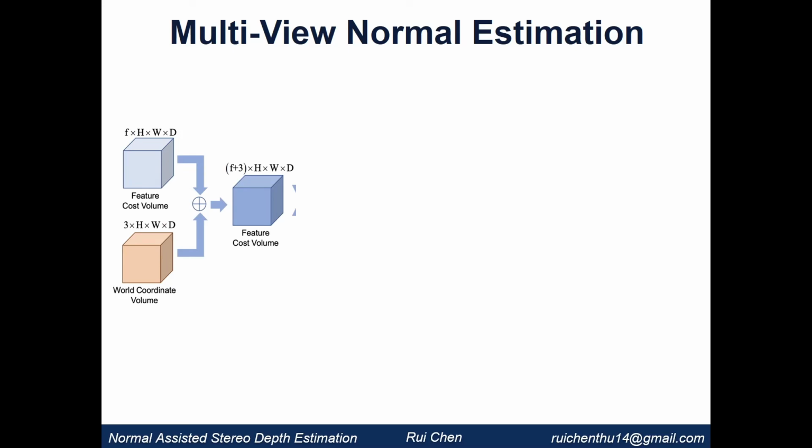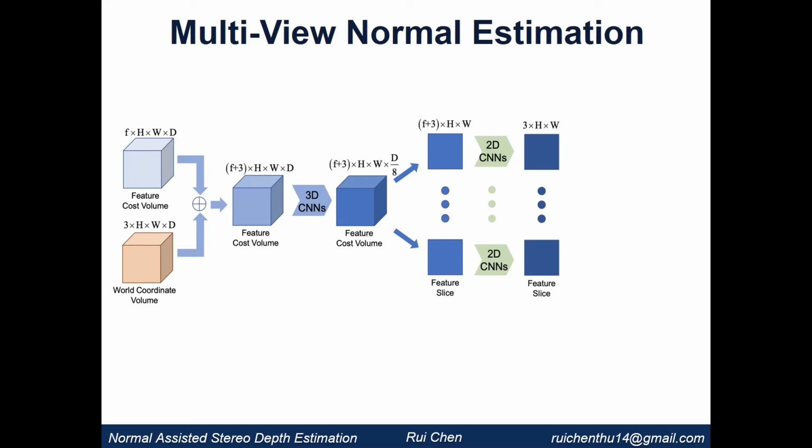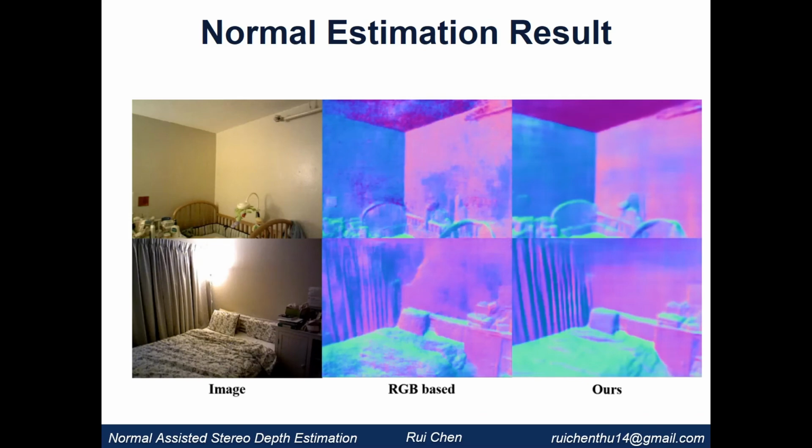First, we use the multi-view image information to predict the surface normal. We build a 3D cost volume using image features and world coordinates. Apply CNNs on it, after which, to decrease the computation amount, we divide the cost volume into slices and use 2D CNNs to predict the normal of each slice. Then add them together and normalize it, to get the final normal prediction. As shown here, our multi-view normal prediction is much more accurate than single-view normal prediction.